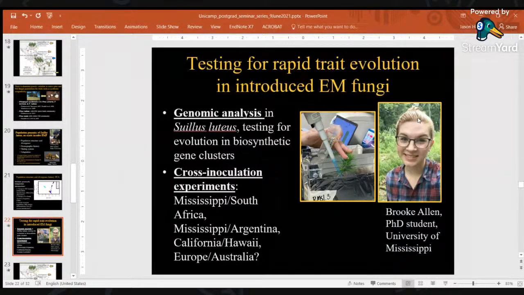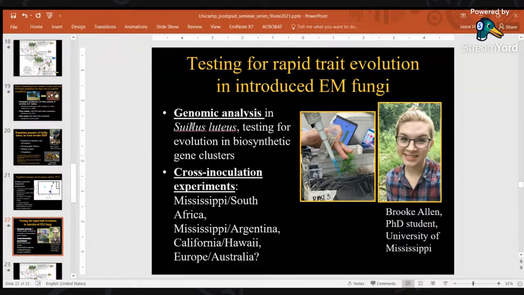A PhD student of mine, Brooke Allen, is working on evolution of these exotic fungi from a different perspective and using a different approach. She's also working on Suillus luteus genomes, but focusing on identifying biosynthetic gene clusters in these fungi and asking whether those biosynthetic gene clusters have evolved rapidly in the exotic populations. These gene clusters code for many of the molecules that we think are involved in regulating the symbiosis with host plants. And so this is potentially a genomic hotspot of focus for evolution when these fungi are introduced to systems that have novel host plants.